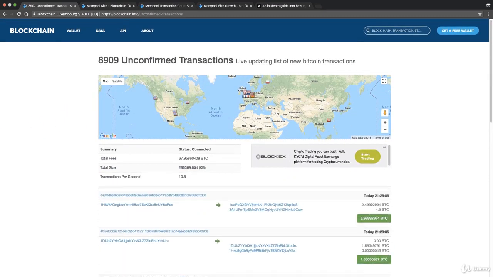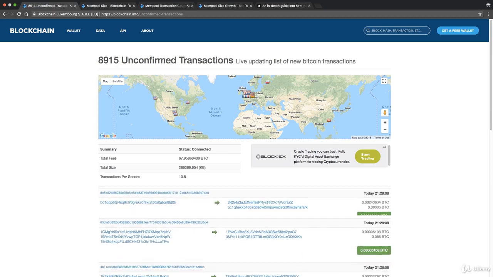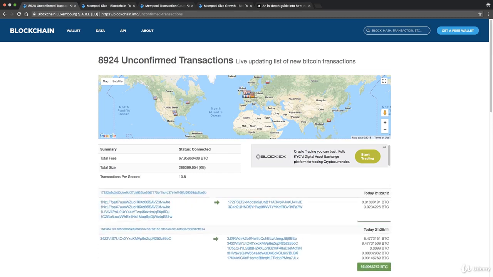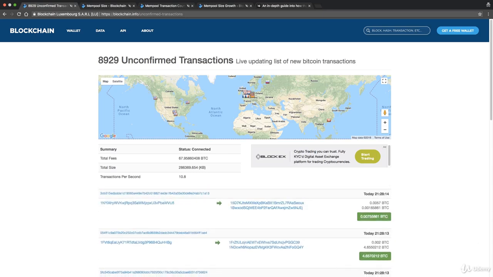Okay, so there we go. That's us for today. Hope you enjoyed today's tutorial, and now we have a clearer picture of how mempools work and how that gets relayed throughout the network.